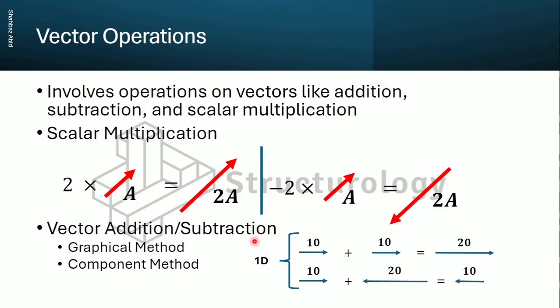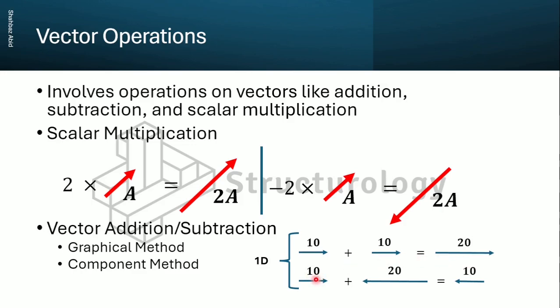In vector addition and subtraction, there are two methods. One is a graphical method and the other is a component method. We are going to discuss these two in this lecture. For a one-dimensional vector, we can simply add them together to give us a resultant vector. So for example, if I have a 10 magnitude vector arrow towards the right, and I have a 10 magnitude vector again towards the right, the resultant vector is going to be 20, again towards the right.